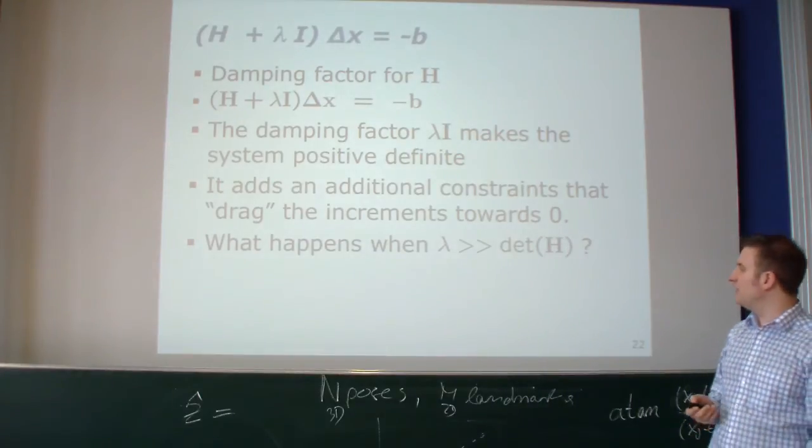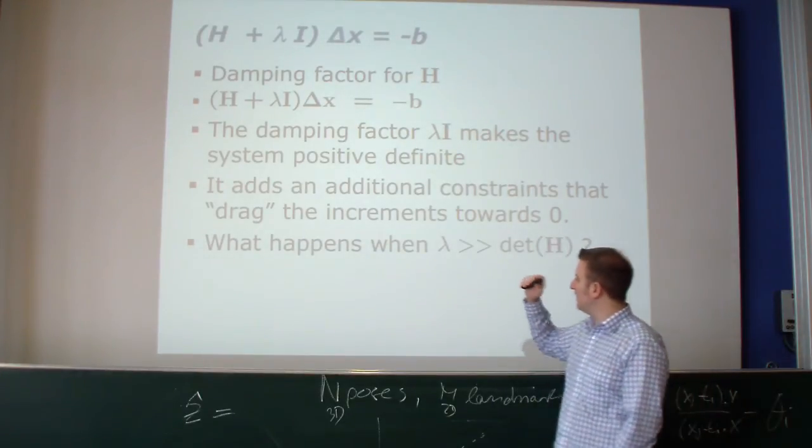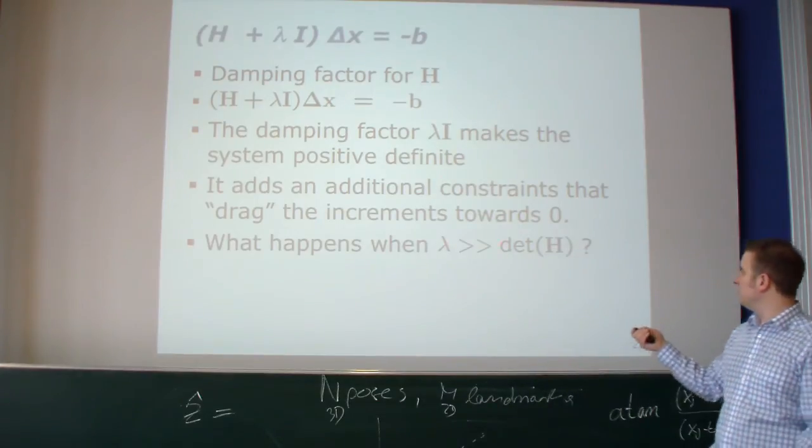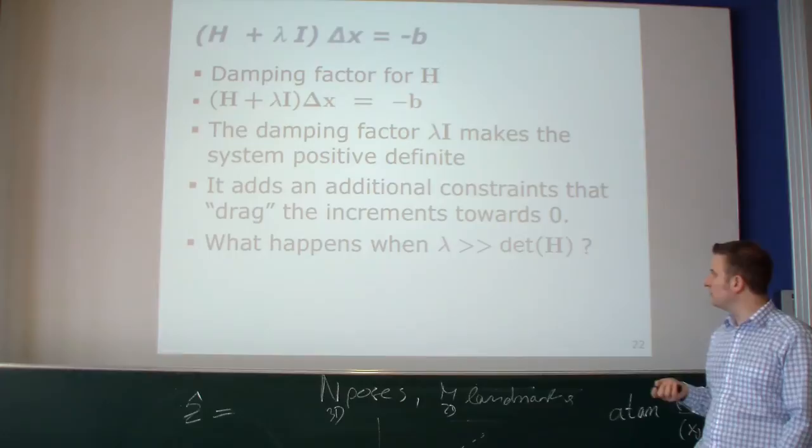And what happens if the lambda factor is much, much bigger than the determinant of this H?